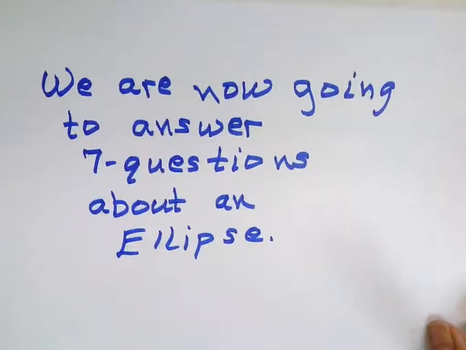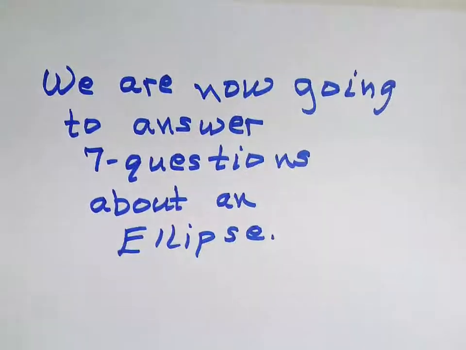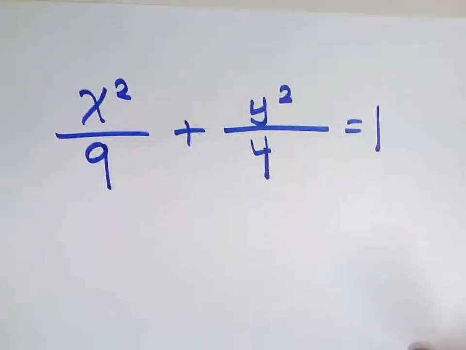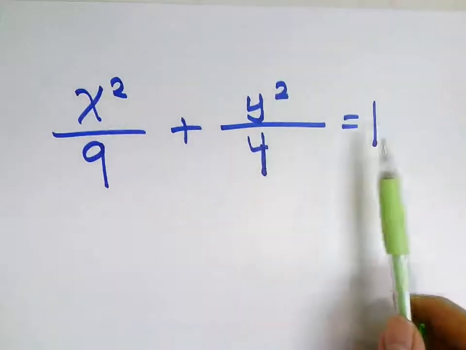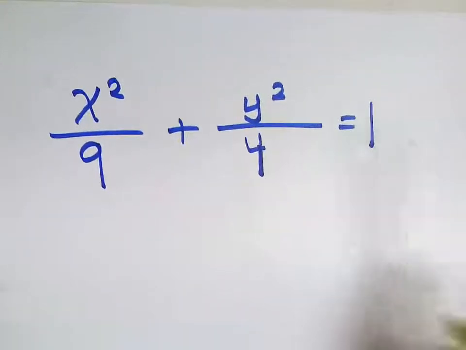We are now going to answer 7 questions about an ellipse. And the ellipse that we're looking at is x squared divided by 9 plus y squared divided by 4 equals 1. Remember, you always have to have a 1 here when you have this ellipse.